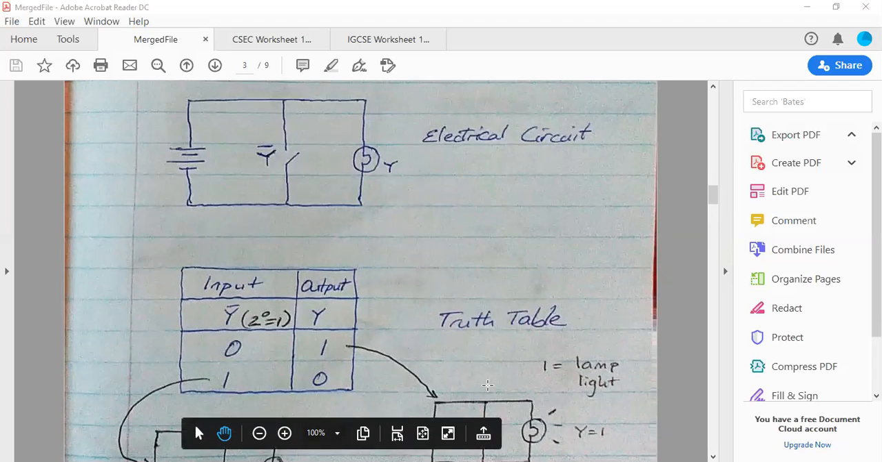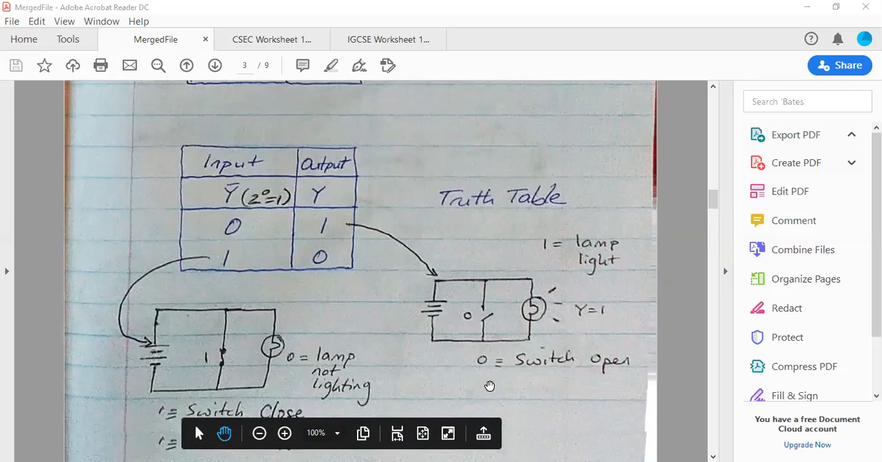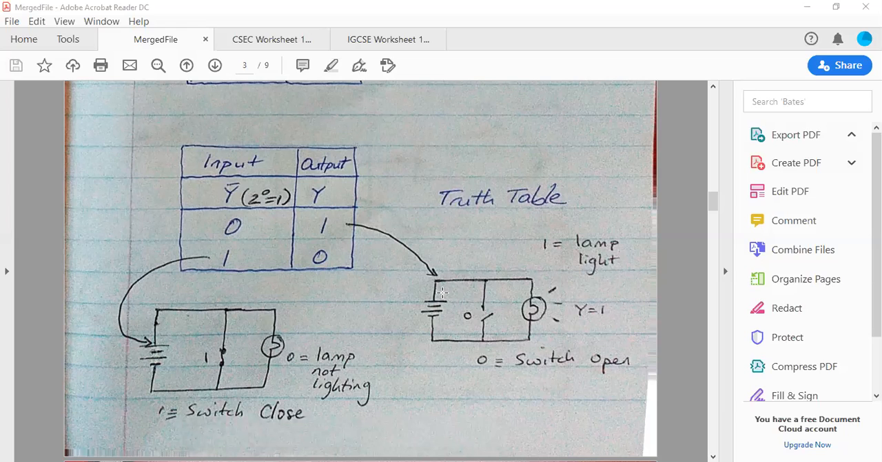The electrical circuit is the same electrical circuit as here. Let us consider this 0 as the switch being open, sorry, and 1 meaning the lamp lights. So when the switch is open, current will flow in this direction and the lamp will light. Which means that it is the opposite of the input. The input is 0, the switch is open, but the lamp still lights. We take for example this second case here.